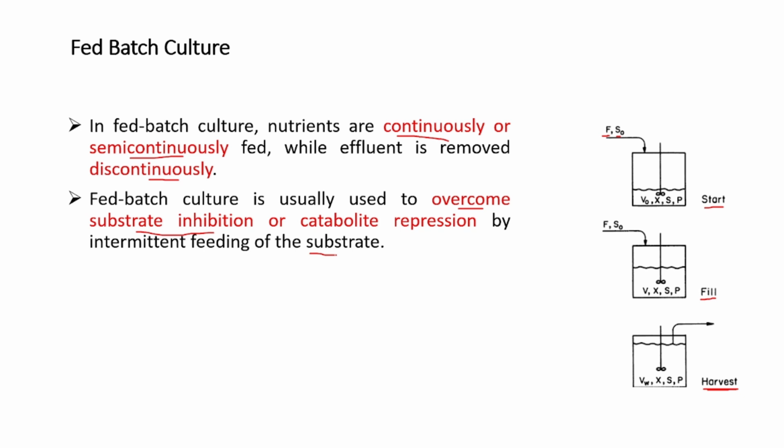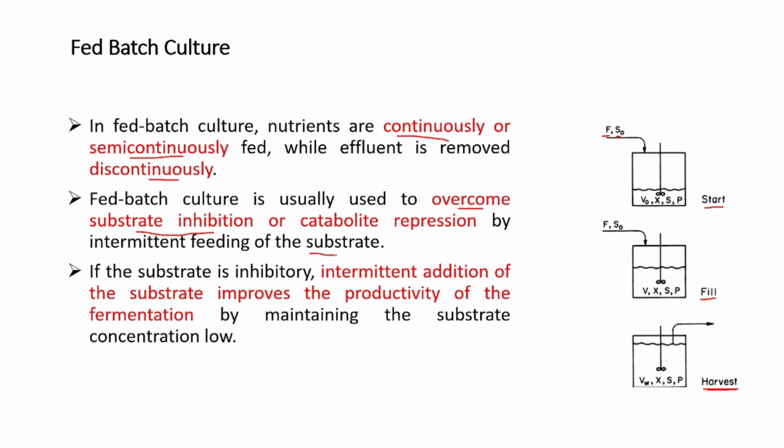But if you add intermittent substrate, what will happen? Suppose you add 2 grams per liter of substrate, then that will be used to grow the cells. Again you add 2 grams of substrate, so it will be used in small intervals, so the substrate inhibition will not have that much of effect. So if substrate is inhibitory, intermittent addition of substrate improves the productivity of the fermentation by maintaining substrate concentration low.